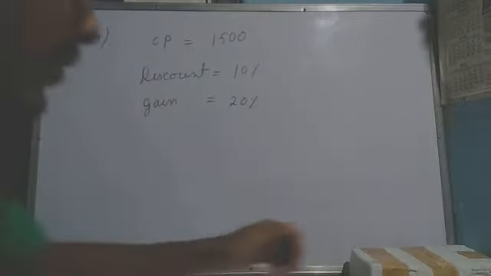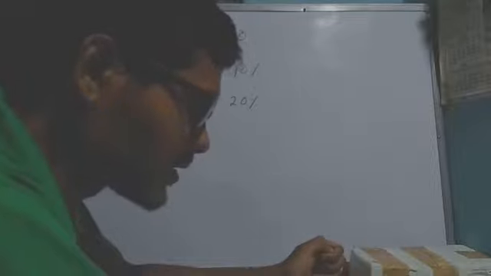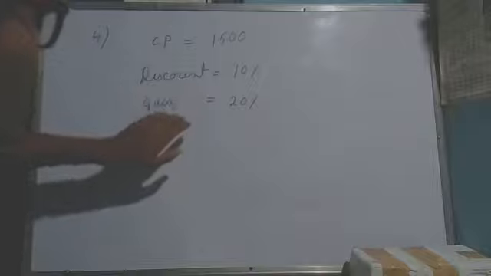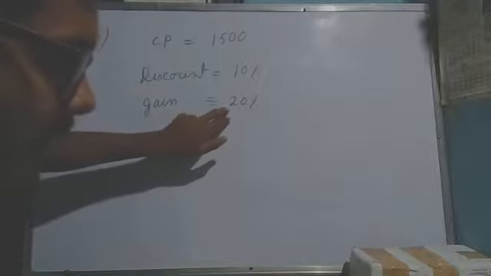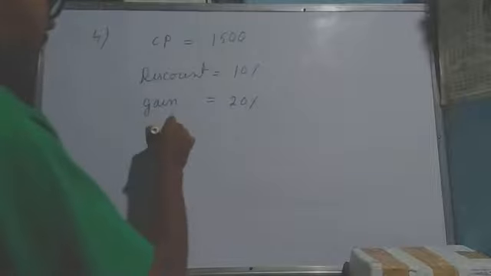Now, question number 4. What price should the shopkeeper mark on an article costing him? Costing him means cost price. Gain 20% after allowing a discount of 10%. So here, mark on means market price, which we have to calculate.